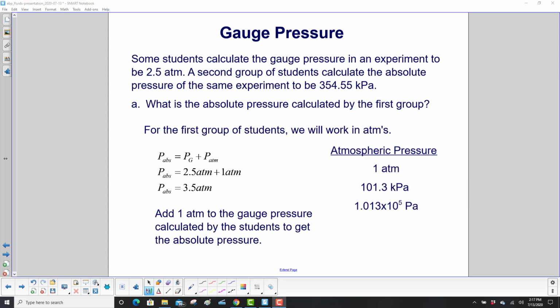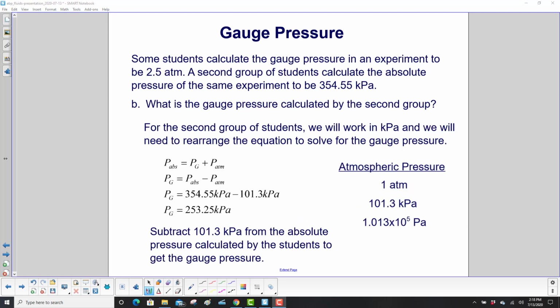For the first group of students, we'll work in atmospheres because it's pretty straightforward. So the absolute pressure is the gauge pressure, 2.5 atmospheres, plus the atmospheric pressure, which is 1. So we get absolute pressure, 3.5 atmospheres.